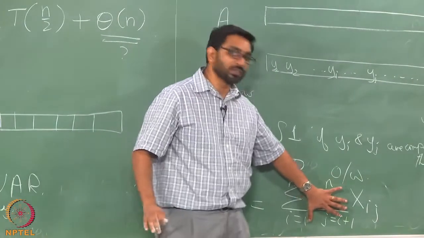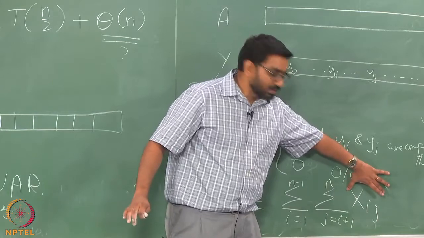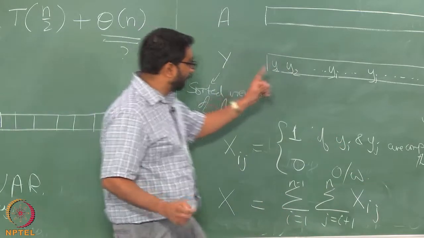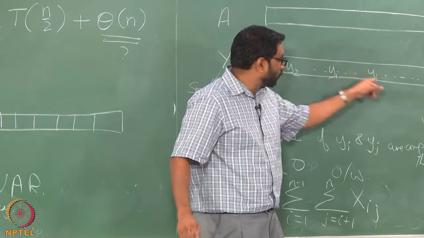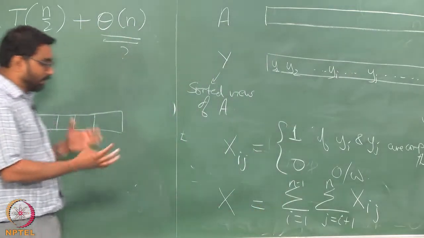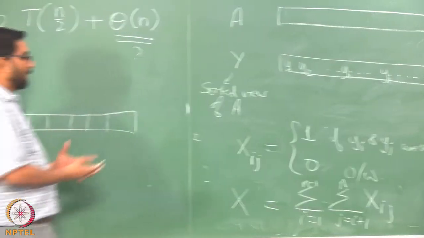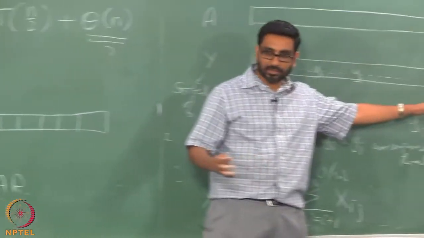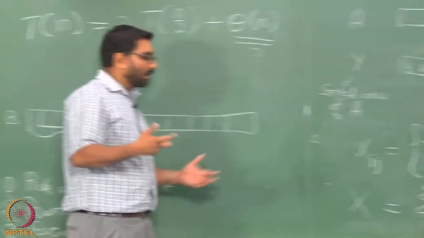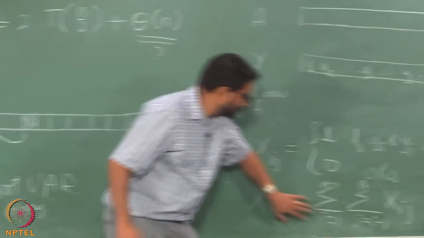For the moment, ignore these two summations. This is Xij. It's going to be a 1 when Yi and Yj are compared. But then that's just one comparison. You have to account for every possible comparison. And how do we do that? Well, that's where this double summation comes in.